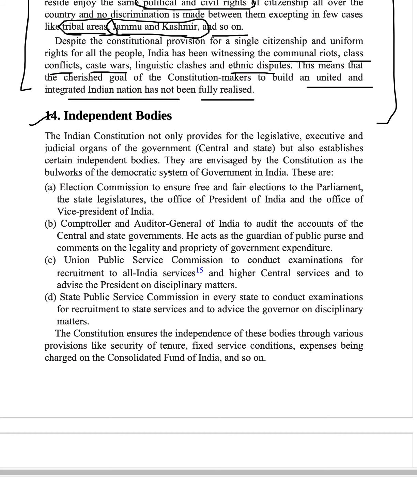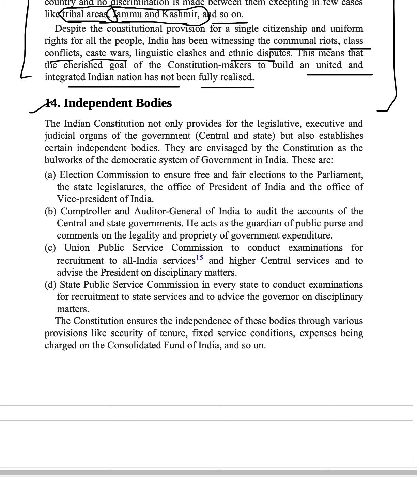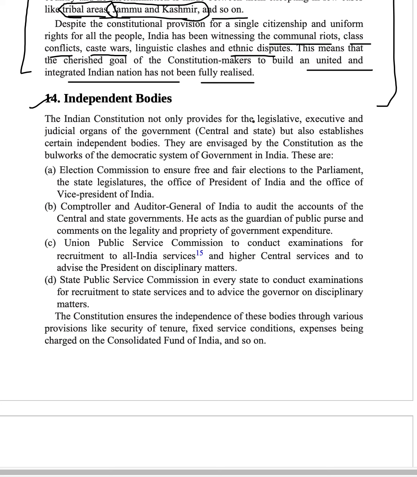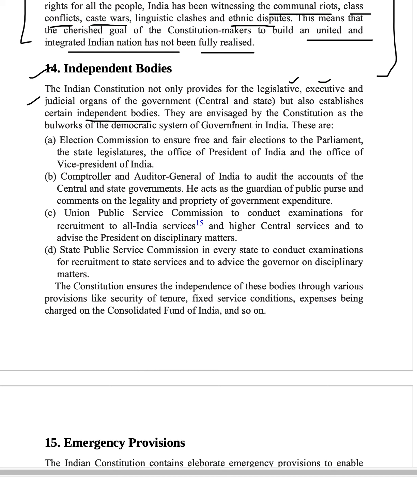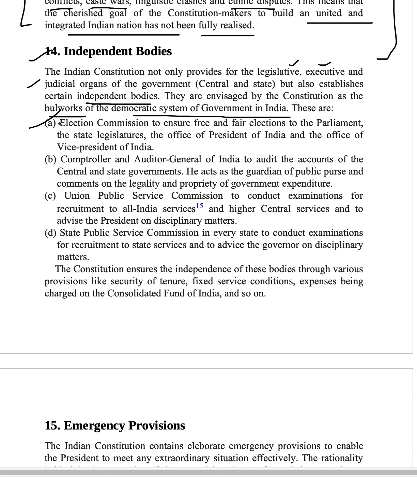Then 14th, independent bodies. This is also one of the basic features. The Indian Constitution not only provides for the legislative, executive and judicial organs of the government, center and state, but also establishes certain independent bodies. These independent bodies are very important for the proper functioning of these legislative, executive and judicial organs. They are envisaged by the Constitution as the bulwarks of the democratic system of government of India. These are: first, Election Commission. This is one of the important independent bodies. It ensures free and fair elections to the Parliament, the state legislatures, and the office of the President of India and the office of the Vice President of India.